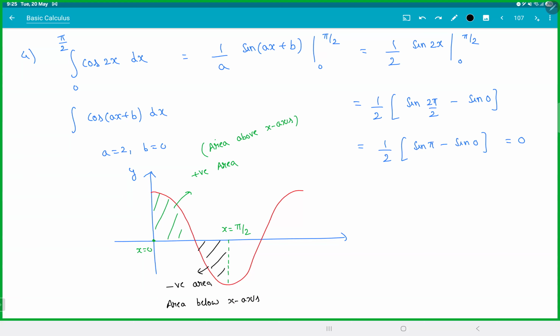What does it mean, negative area, positive area? We will talk about that in kinematics. For now, don't worry about it. But there is a thing like that, positive and negative stuff. Is this clear, everyone? You got a 0 there. Any doubts on this integration?